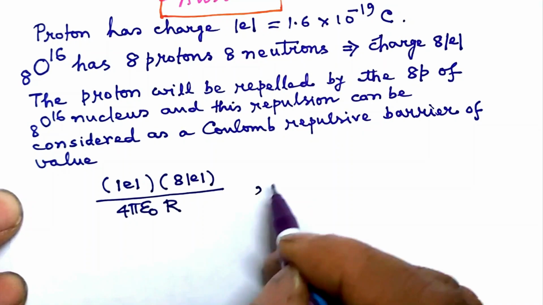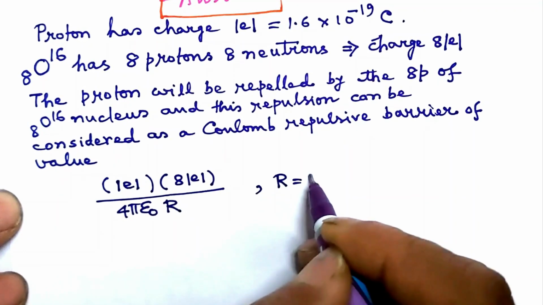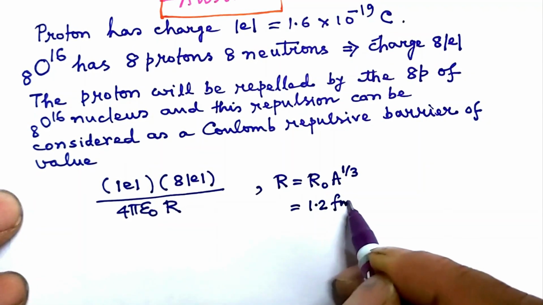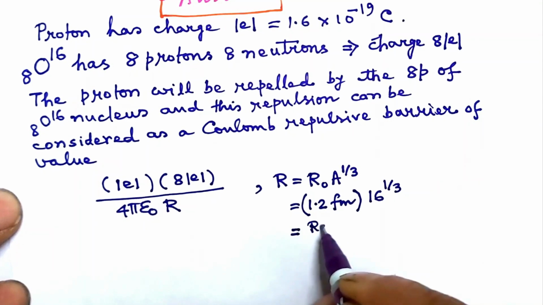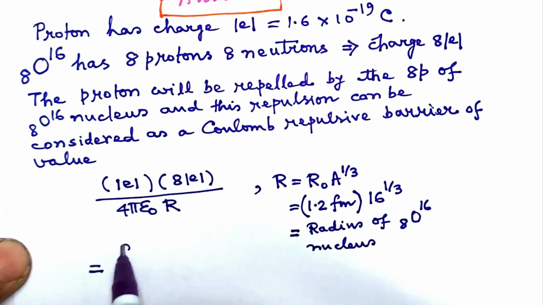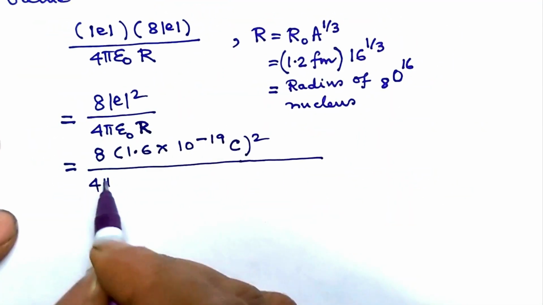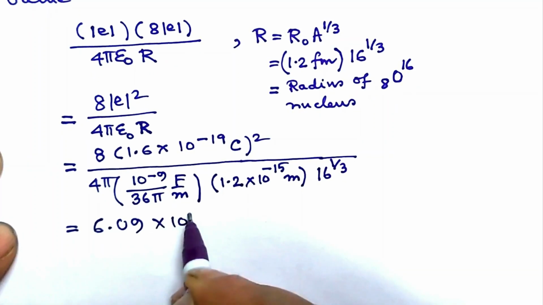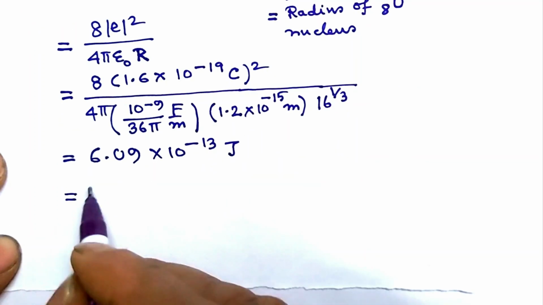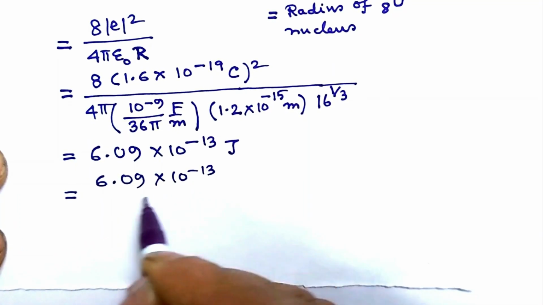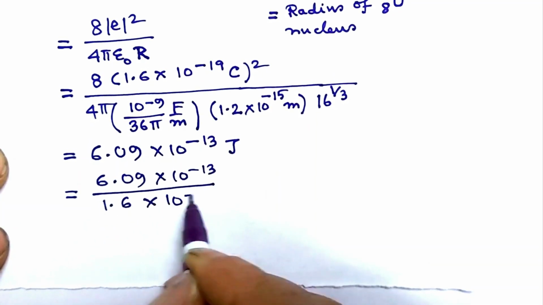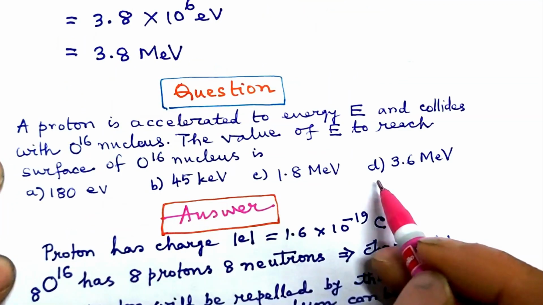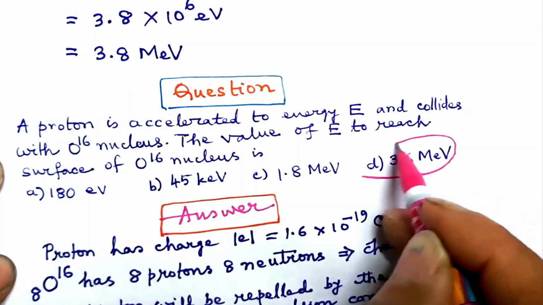This is the Coulomb potential barrier, where R is R0 A to the power 1/3. Again, R0 is 1.2 Fermi. So this is the radius of oxygen nucleus. Substitute into it the values to get 6.09 into 10 to the power minus 13 joules. Convert this into electron volt by dividing by 1.6 into 10 to the power minus 19. This leads to 3.8 MeV. So the answer is this one, which is option D.